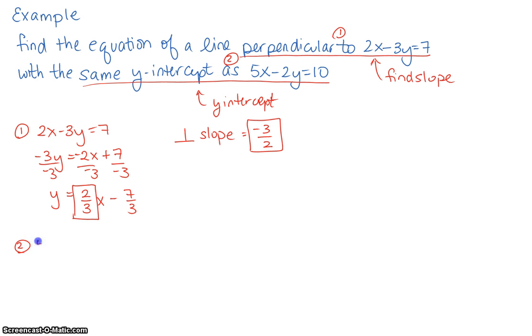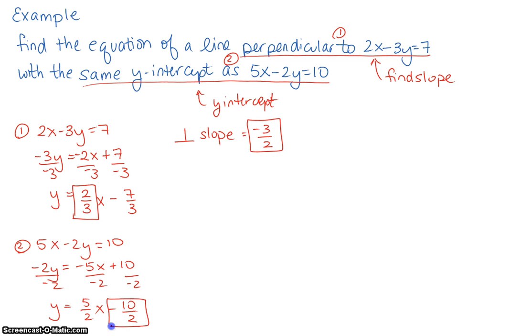Now for the next one, the 5x minus 2y equals 10, we need to find the y-intercept. So again, if we isolate and put it in a slope-intercept format, now what we're interested in is the y-intercept, which is just negative 5. So we now have the two pieces of information that we needed to find.